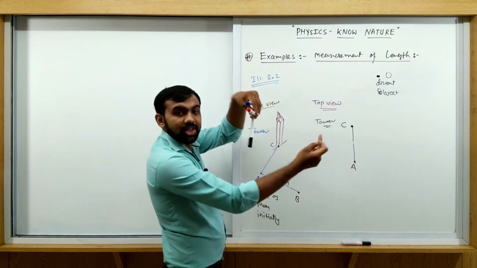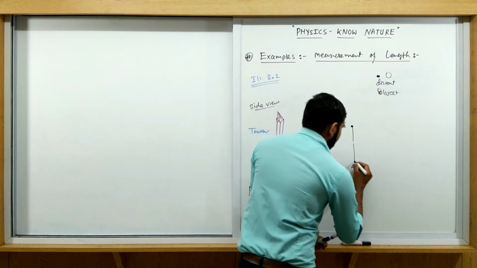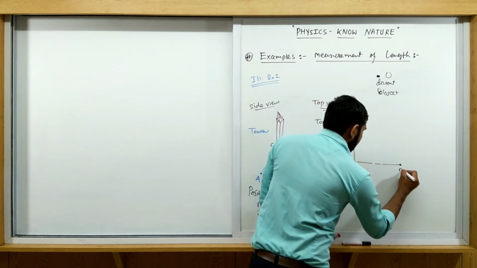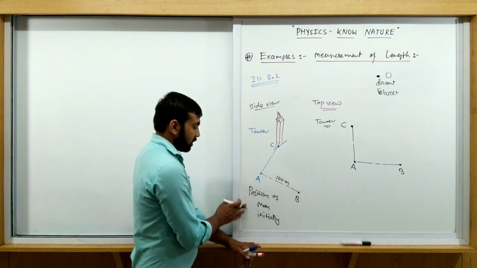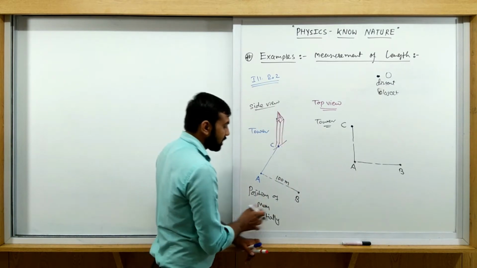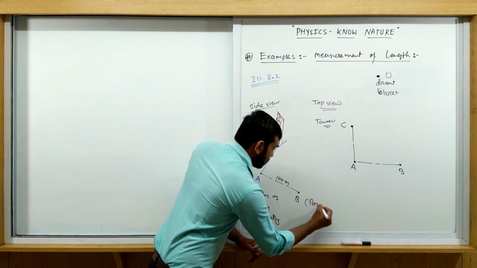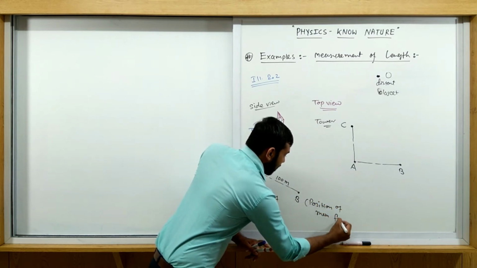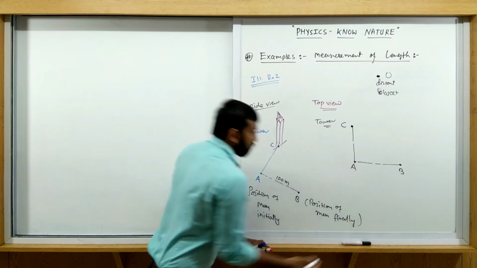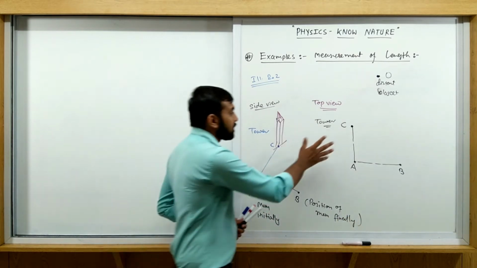Okay, so that is actually a straight line. This is the position B. So A and B both are positions. This is the position of the man initially, and B is the position of the man finally. So the actual figure is like this.